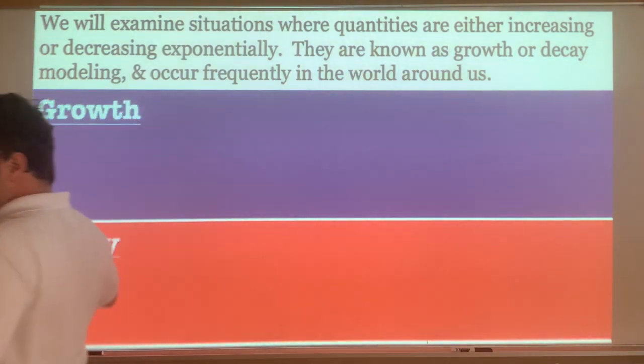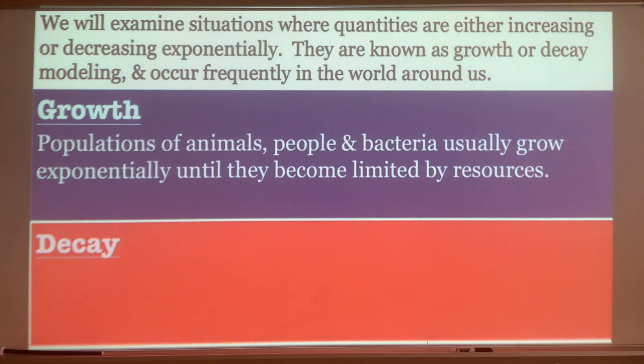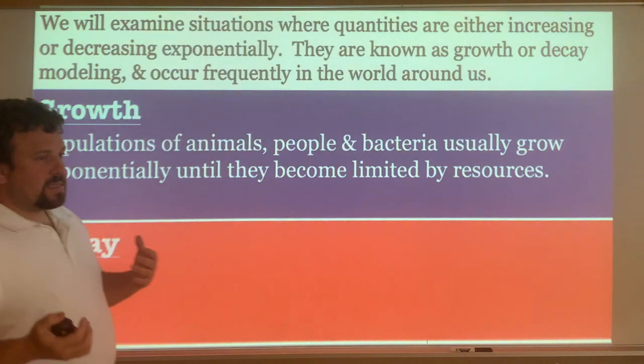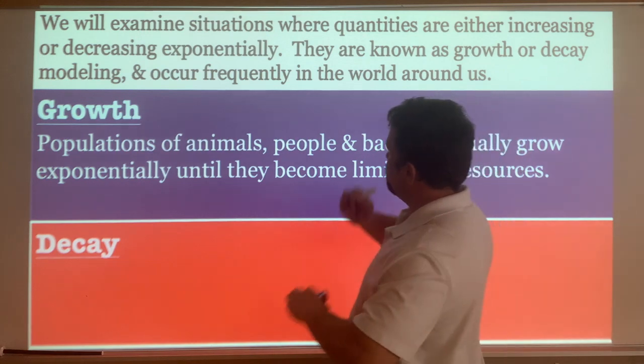All right, now, here's an example. First example that we're gonna cover is growth. Now growth, some examples of this would be different populations of animals, peoples, and bacteria. They usually grow exponentially until they become limited by resources. What this means is, say you have two people, all right?